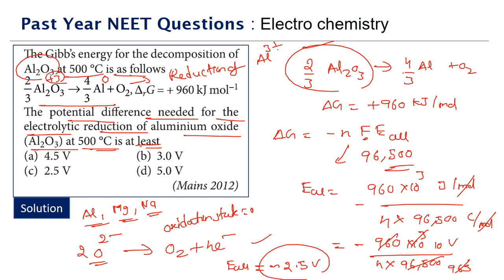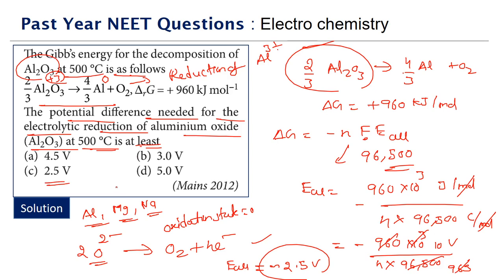That is the significance of it, right? E cell is what? Negative here, minus 2.5. So if you want to make this reduction happen, the cell that we use should apply a potential which is more than this. Then only the cell will be able to overcome this and the reaction will happen. So the least value of the potential difference of the electrolytic cell that we require will be what?